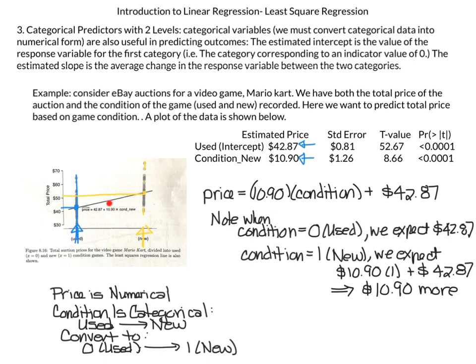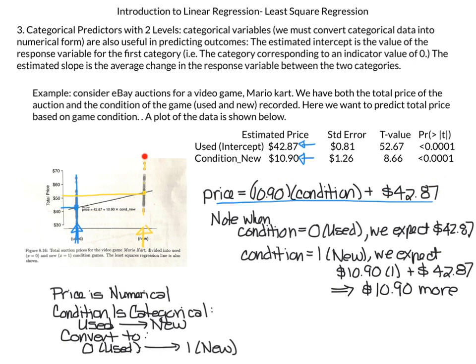And because it's $10.90 more, that is our slope, right? For every increase in our category data from used to new, we expect another $10.90. So that's where this formula comes from here. Again, this 42.87, that's our average price for our completely used, condition equals 0. This is our average price for used.